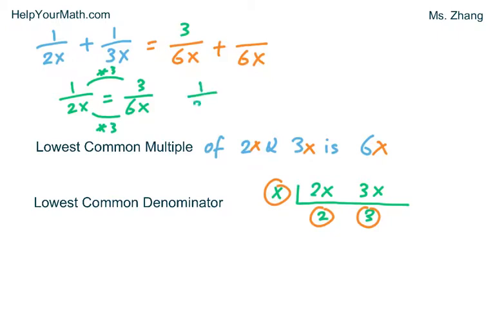And we do the same thing for 1 over 3x. We know that 3x times 2 equals 6x, so we multiply by 2 on top. So 1 over 3x equals 2 over 6x. Since the denominator is the same, we'll just copy it again, and then we add the numerators. So 3 plus 2 is 5. So the answer is 5 over 6x.